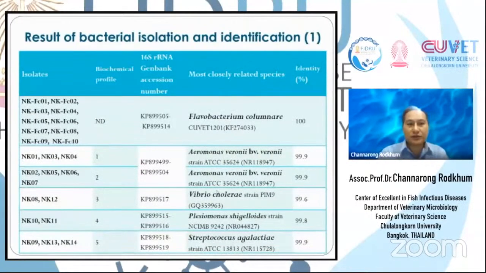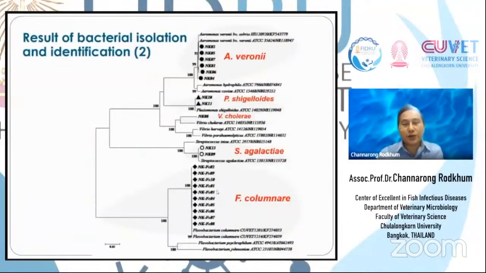Okay, after we did the bacterial isolation and identification, we found a lot of kinds of pathogens from diseased fish, not only a single pathogen, such as Flavobacterium columnare, Aeromonas veronii, Aeromonas veronii biovar, Vibrio cholerae, Plesiomonas shigelloides, and Streptococcus agalactiae. When we identify them by 16S rRNA sequencing, we can use the sequences we obtain to do phylogenetic analysis with bioinformatics.